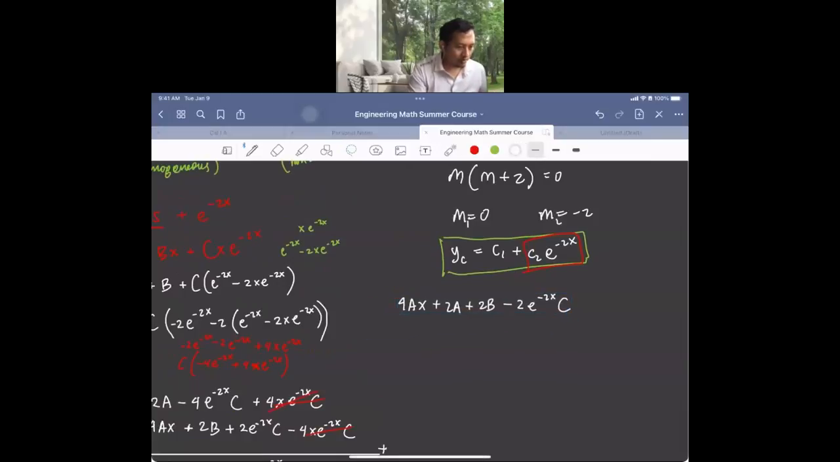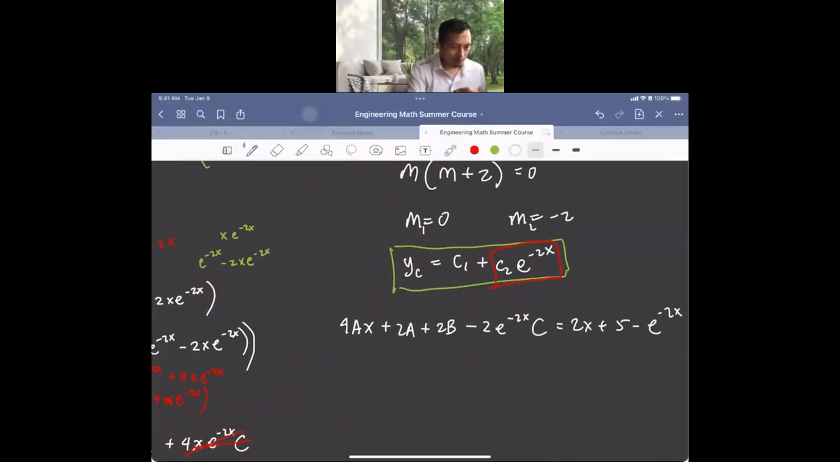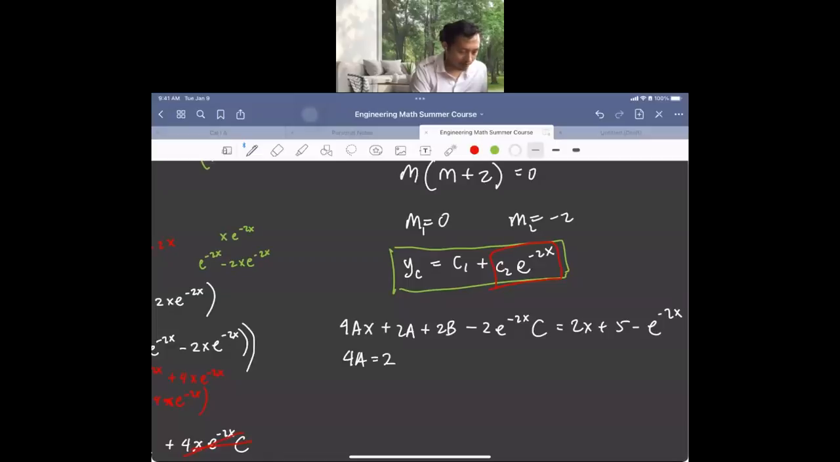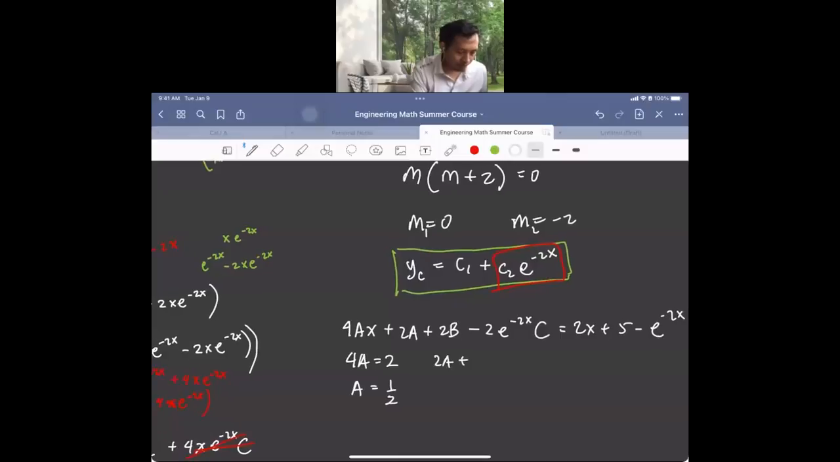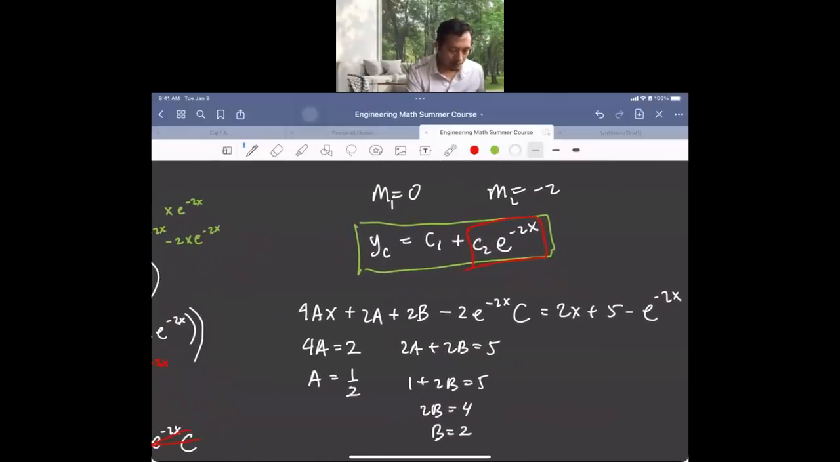Let me copy and write here. So this is our result, and this should be equal to 2x plus 5 minus e^(-2x). So we need to equate both sides. 4a equals 2, so a equals a half. And then 2a plus 2b equals 5, so 1 plus 2b is 5. So 2b is 4 and b is 2.